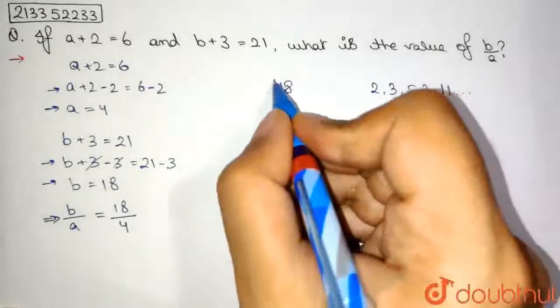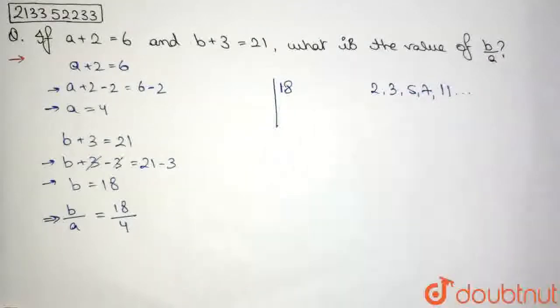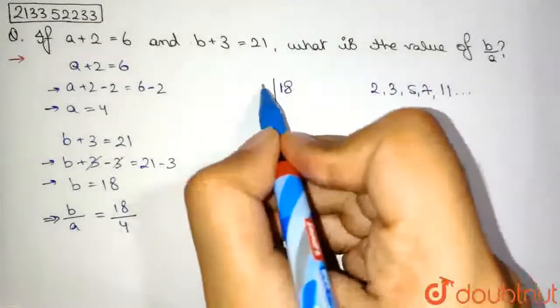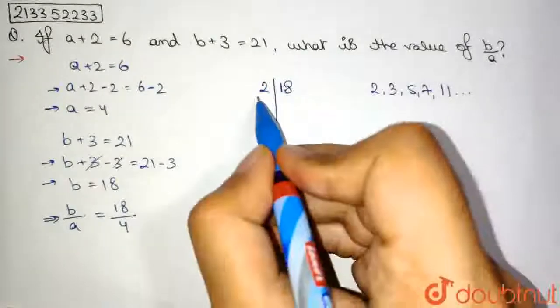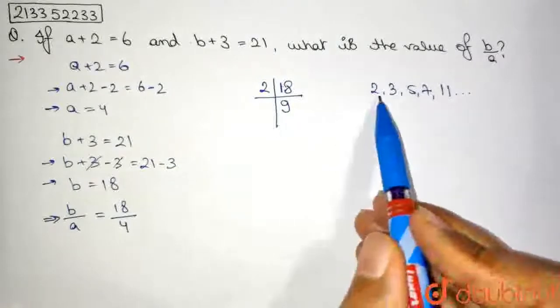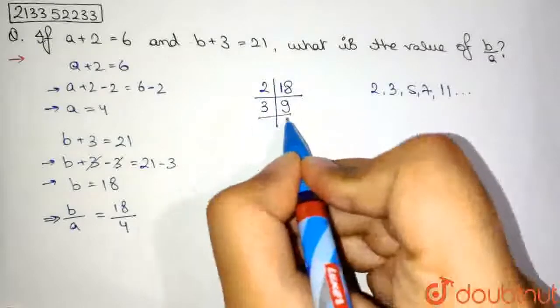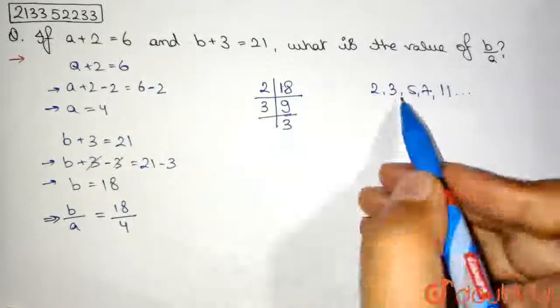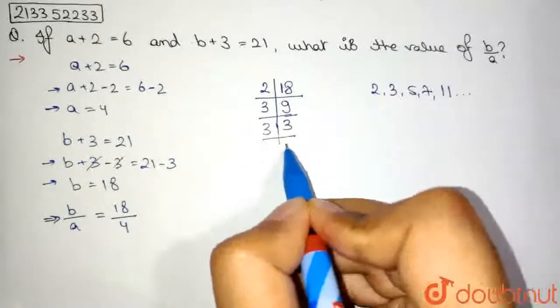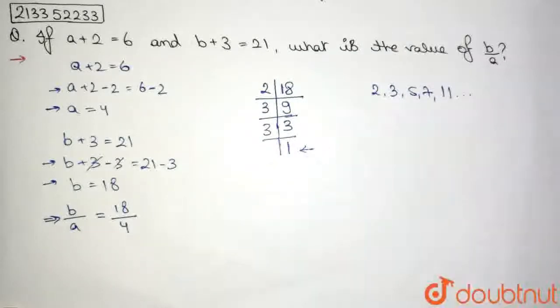So if we proceed with the prime factorization, we can see that 18 is divisible by 2 because it is even. So we divide it by 2. What remains is 9. Now 9 is odd, it is not divisible by 2. So we divide it by 3. And what we obtain is simply 3. Now 3 is divisible by 3, so it becomes 3, and what remains is 1. And once we obtain 1, we actually stop.